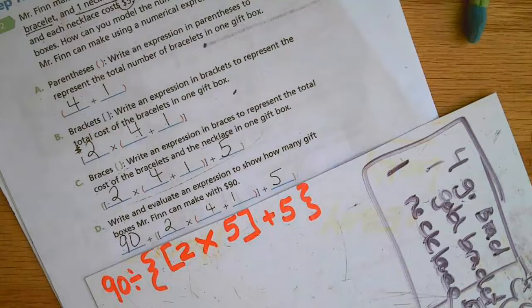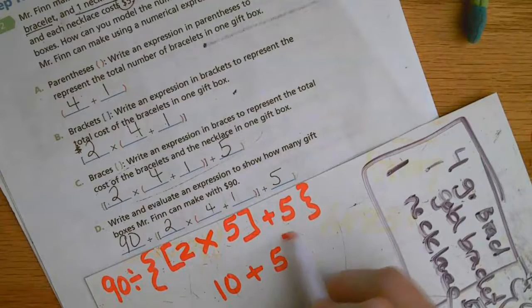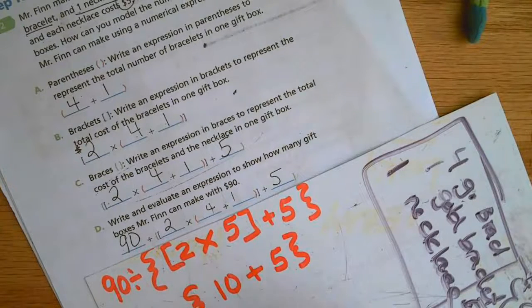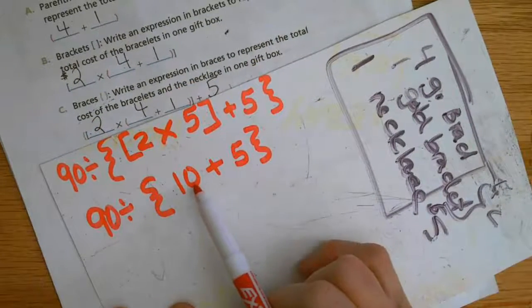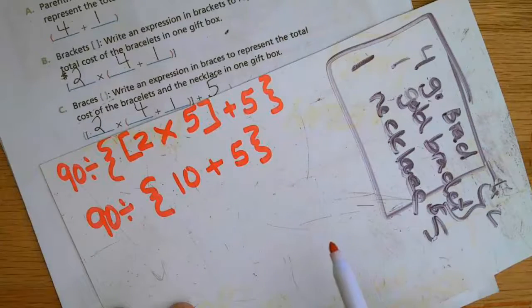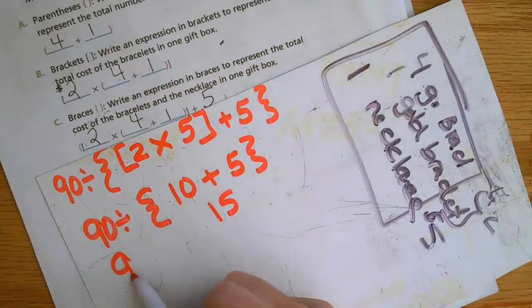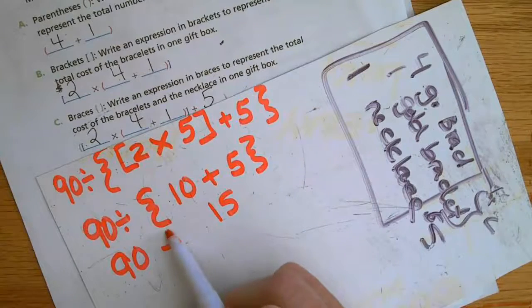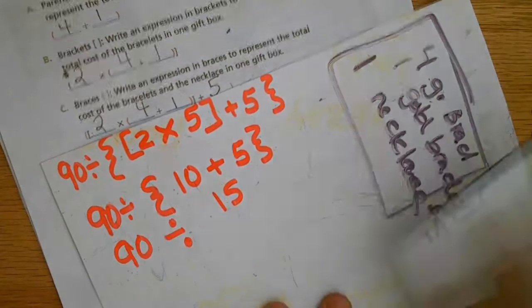All right, that's rewriting the whole thing. 2 times 5 is 10. I'm going to write the other parts of the expression, bringing down my other operations and numbers. Now I'm going to do this operation inside of my braces. 10 plus 5 is 15. And then I bring down my other number and operation. And I finally get down to 90 divided by 15.